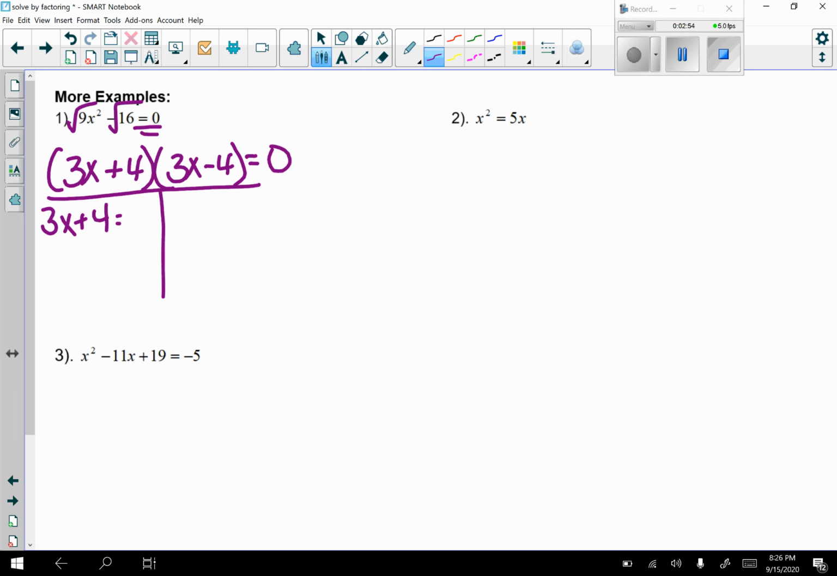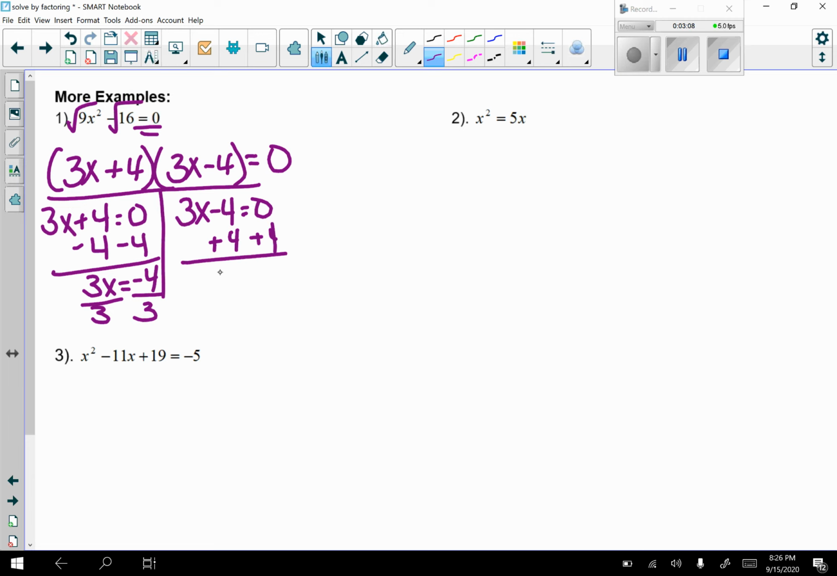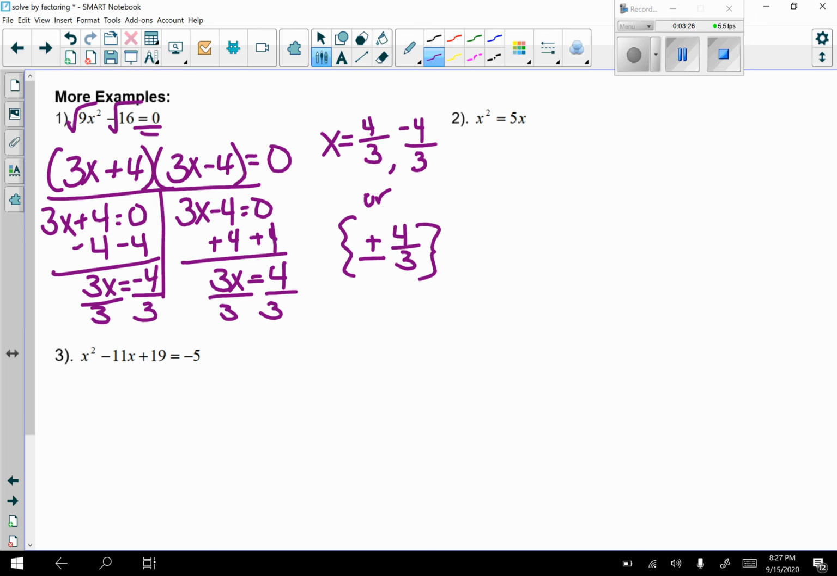3x plus 4 equals 0. Subtract 4 on both sides. Divide by 3. Same thing over here. 3x minus 4 equals 0. A little solving. So my answers are x equals 4 over 3 and negative 4 over 3. Or I like to shorten it and write plus and minus 4/3.